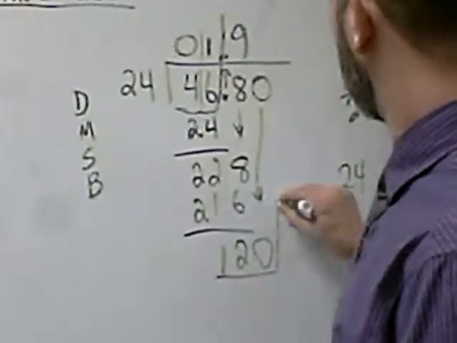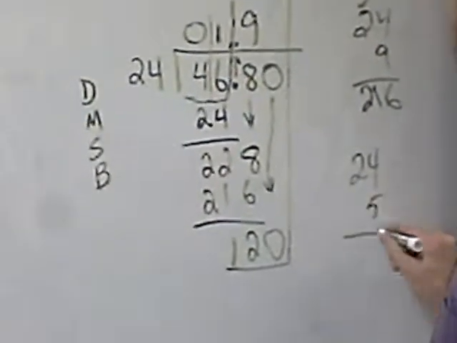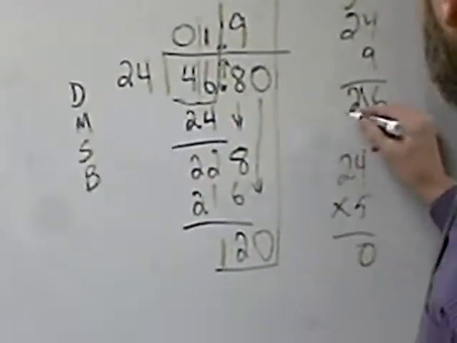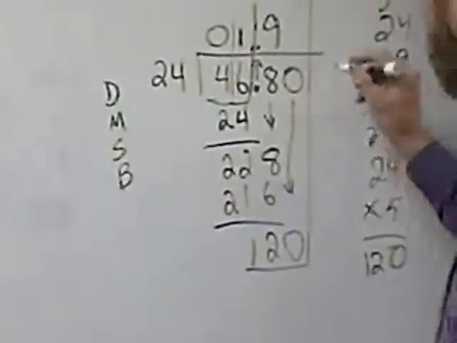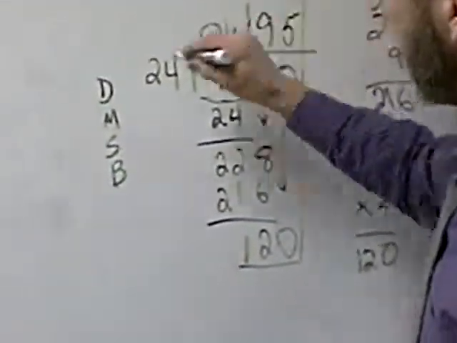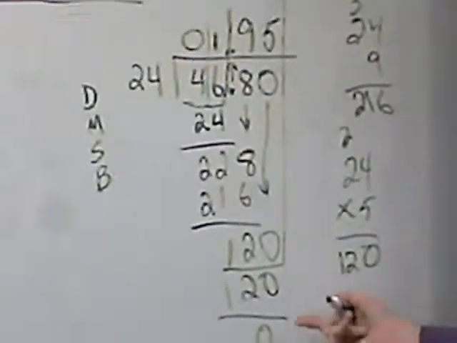How many times does 24 go into 120? I think 5 times. I'm going to check it over here. 5 times 4 is 20. 5 times 2 is 10. Plus 2 more gives me 120. Alright, so 5 times 24 is 120. I'm left with a 0. I'm left with no remainder.